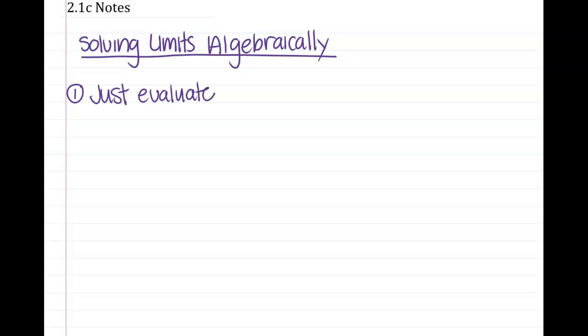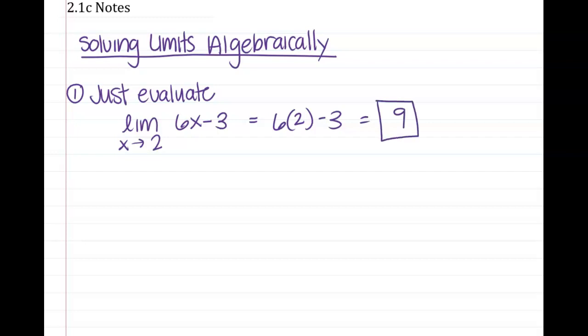For example, if we're looking at the limit as x approaches 2 of 6x minus 3, we can plug in a 2 and do 6 times 2 minus 3. 12 minus 3 is 9. Sometimes it's that simple.